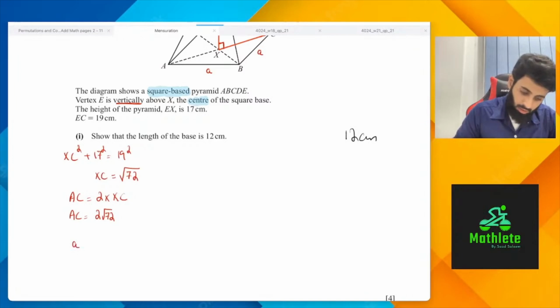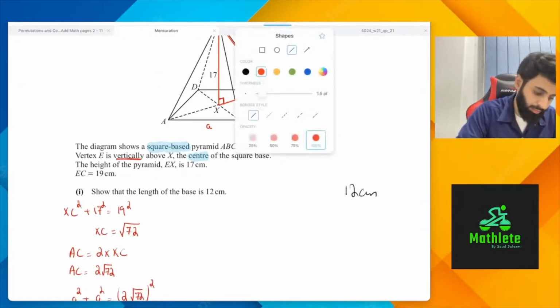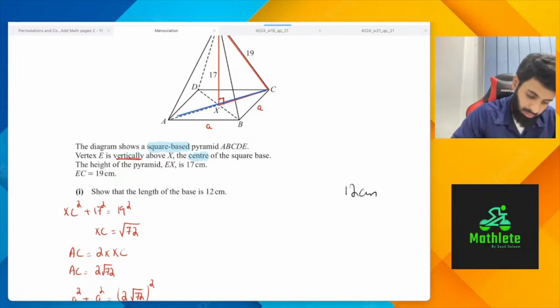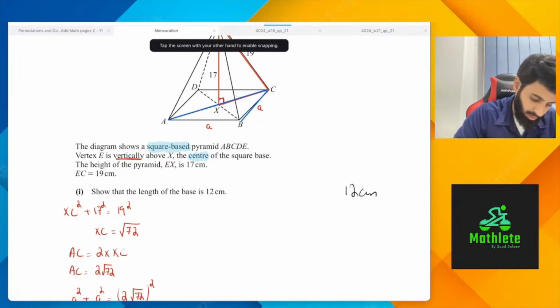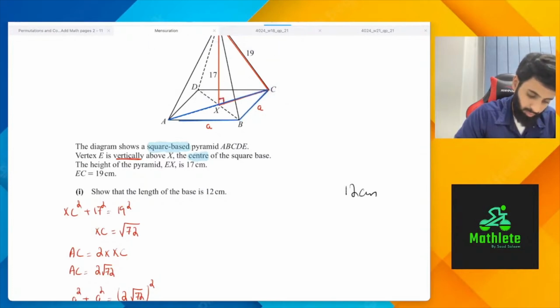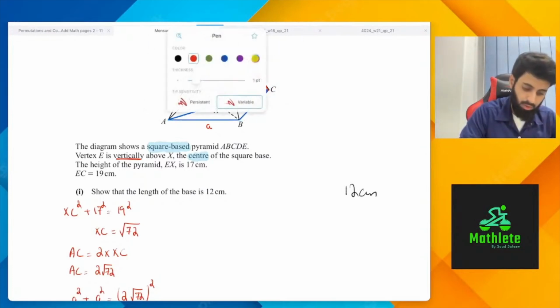Okay. So A squared plus A squared, sorry, not B. A squared plus A squared is equal to 2 under root 72 whole squared. So I'm using Pythagoras theorem again, and just so we're clear, where exactly am I using Pythagoras theorem? I'm using it over here. Okay, this is where I'm using Pythagoras theorem. There you go.